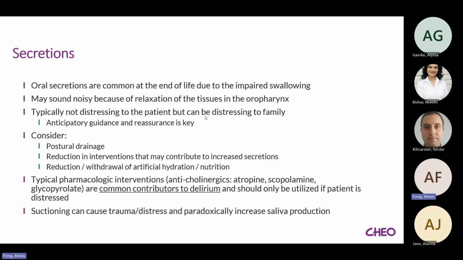Typically, pharmacologic interventions are anticholinergics like atropine, scopolamine, glycopyrrolate, but they're so notorious for causing delirium and should really only be utilized if the patient is distressed by their secretions. So when families hear this gurgling, noisy breathing, I often liken it to snoring. I'll say, oh, do you have anyone at home who snores? Often the person snoring is completely at peace, so comfortable, and it's everyone else in the room who's bothered by this noisy breathing. And that's similar to how it is at end of life.